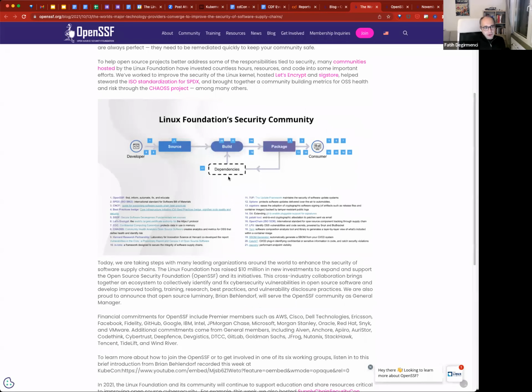So you see this diagram talks about developer, source, build, package, consumer, and so on. And they have these 1, 2, 3, 4, 5, up to 21 different things. They highlighted projects here, if you see that way. And I failed to see enough emphasis on continuous integration and continuous delivery on this blog post, on this diagram and projects, and the CD Foundation as well.